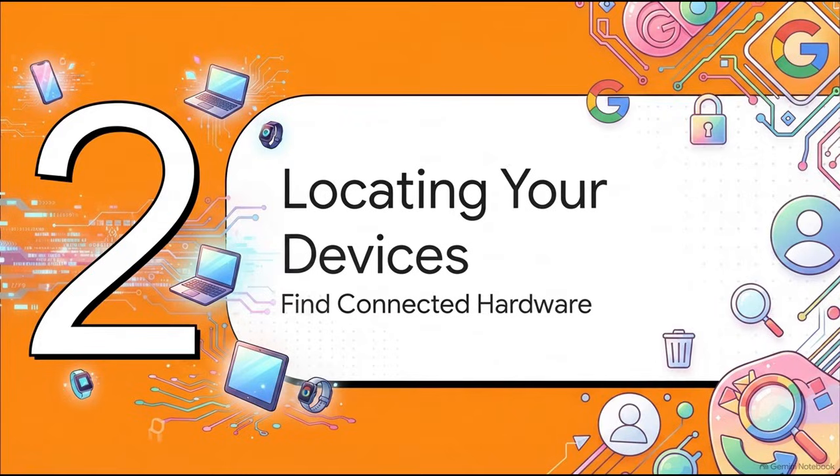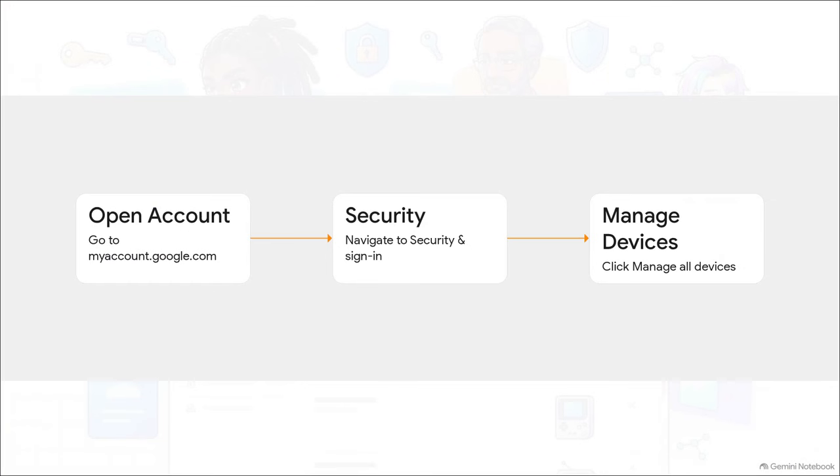Section 2. Locating your connected devices. Find connected hardware. So how do we actually find these devices? Well, the path is actually pretty straightforward. You just pop open a browser, go to myaccount.google.com, hit that security panel on the side, scroll down, and click Manage All Devices. That right there is the nerve center. It gives you a complete, up-to-date inventory of every single phone, tablet, or smart gadget that is authenticated recently.